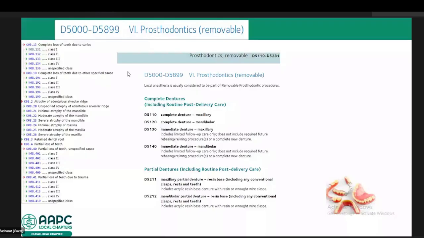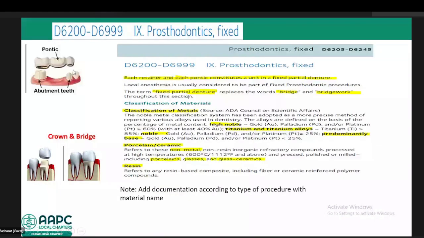So these are the D5 series for the dentures. Some guidelines are here for prosthodontics. Each retainer and each pontic continue the set, so for a bridge you cannot bill only one pontic or only one retainer. Pontic and retainers are a set of codes. Whenever you are billing for the bridge, you need both codes. Local anesthesia is usually considered part of the service, so you cannot bill it separately. It is included in the services.